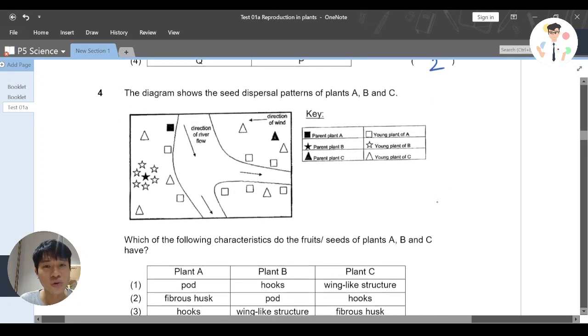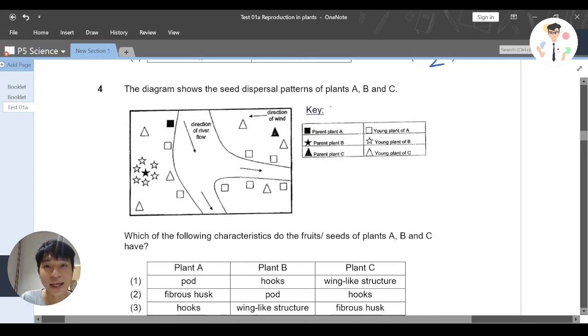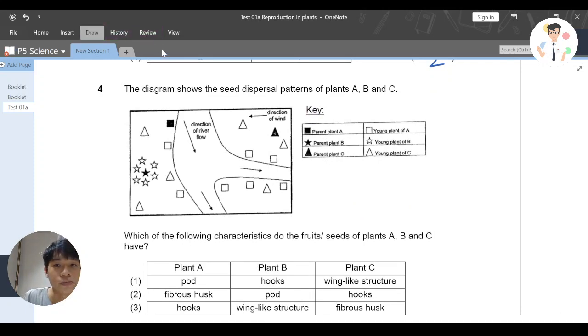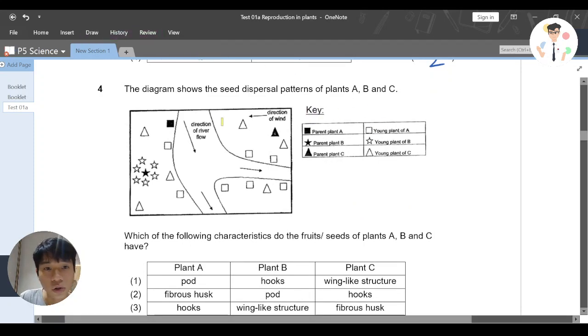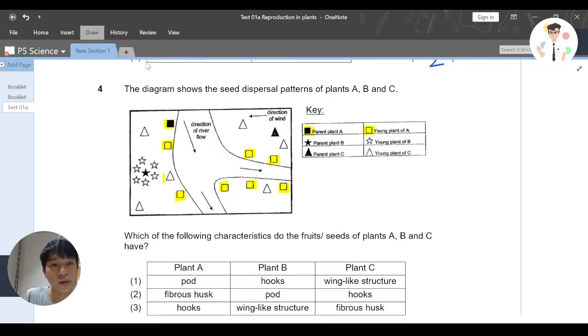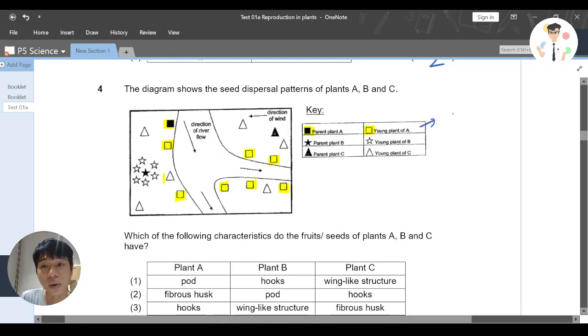Here it says that the diagram shows seed dispersal patterns of plant A, B, and C. So let's look at A. A is this, the parent, and the young will be here. Then as you can see, it seems like it's scattered along the river, right? So if it's scattered along the river, I know this is dispersed by what?